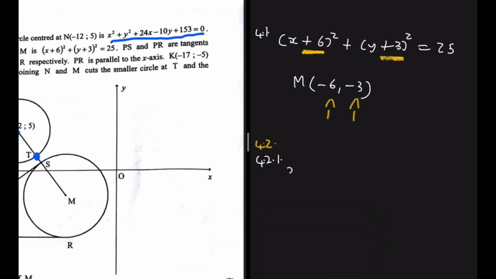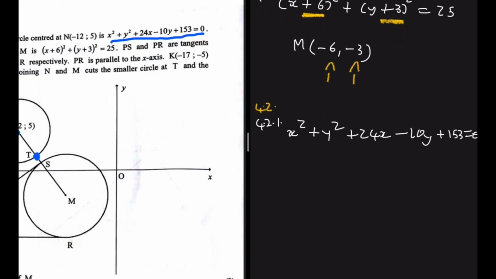We have x squared plus y squared plus 24x minus 10y plus 153 is equals to 0. So we can write this as x squared plus 24x and then plus y squared minus 10y is equals to minus 153. We just took plus 153 to the right hand side.